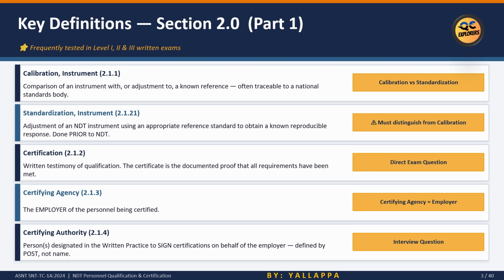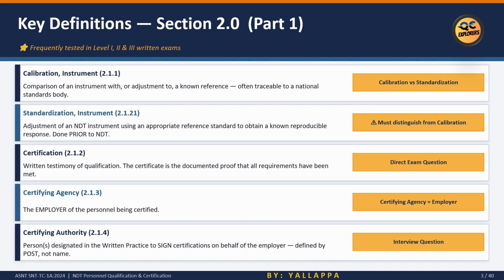Now let us study some important definitions. First, calibration. Calibration means comparing or adjusting an instrument against a known traceable reference, usually traceable to a national standards body. Now compare that with standardization. Standardization means adjusting the instrument using a reference standard to obtain a known reproducible response before or during testing. Many inspectors confuse calibration and standardization. Calibration is formal and traceable. Standardization is routine setup before testing.